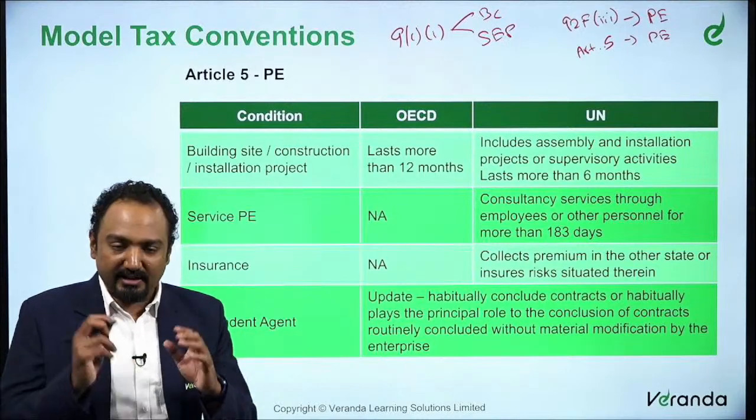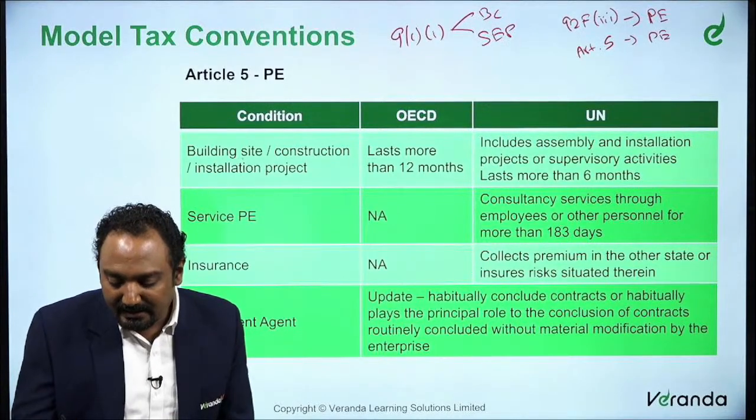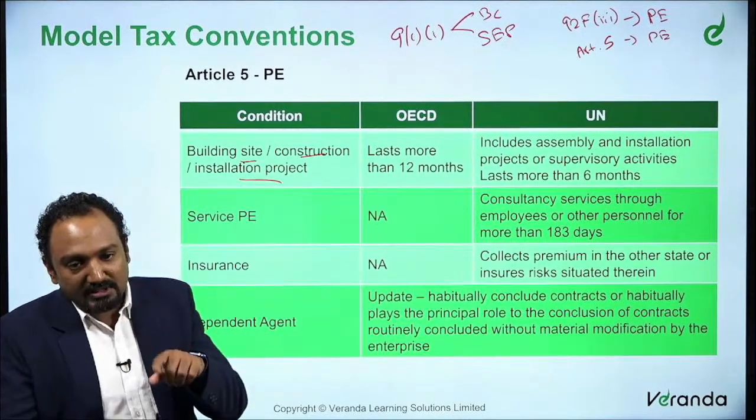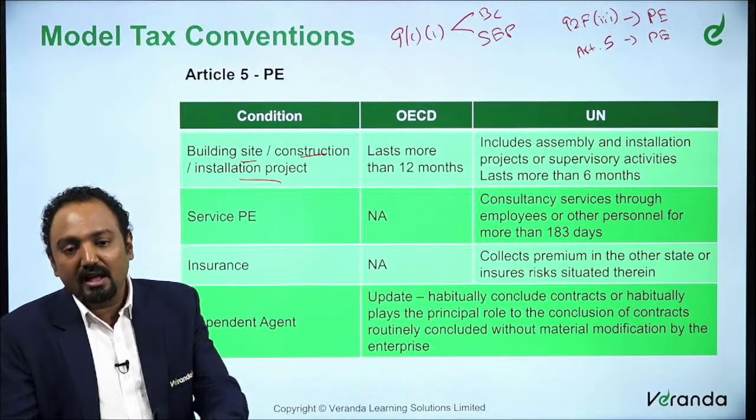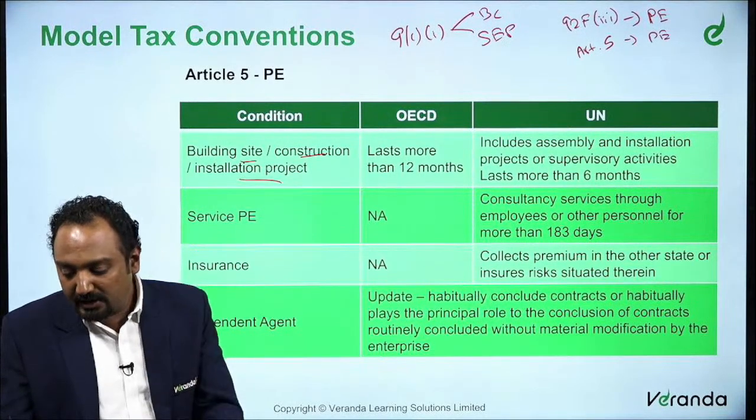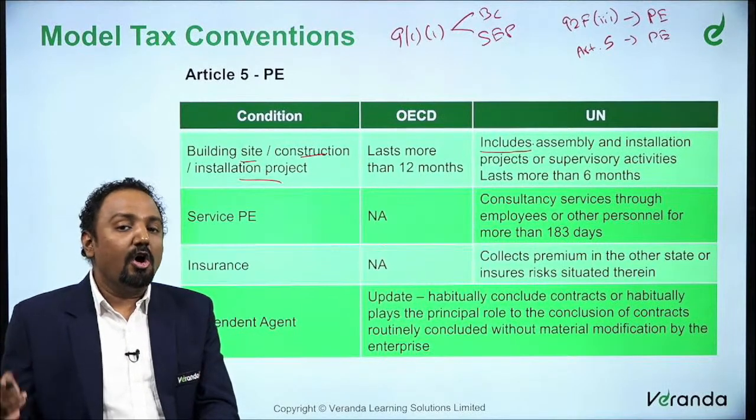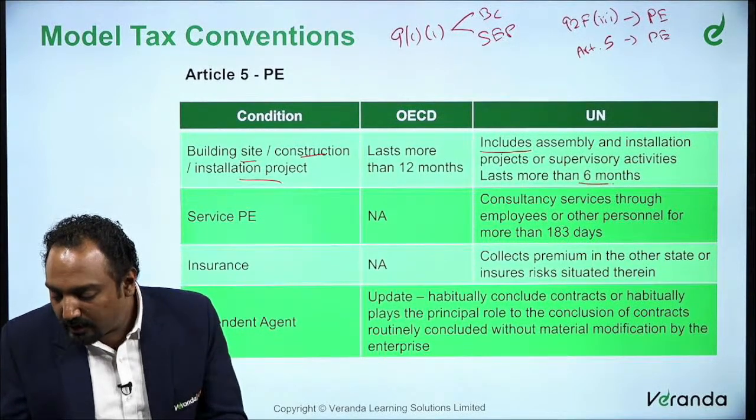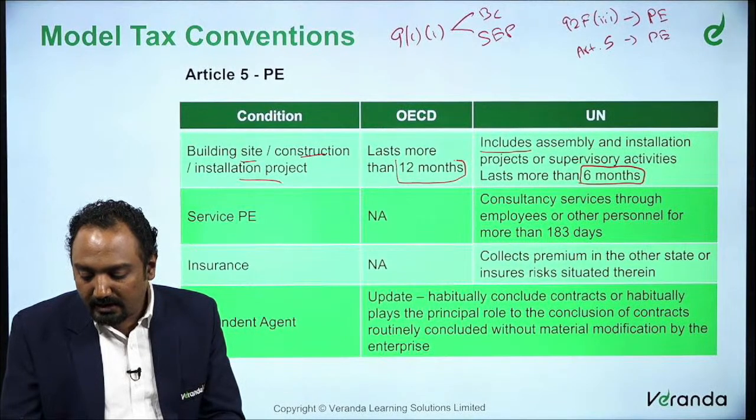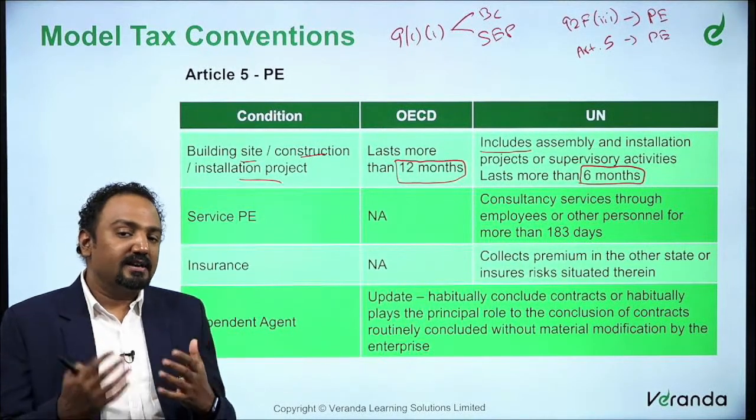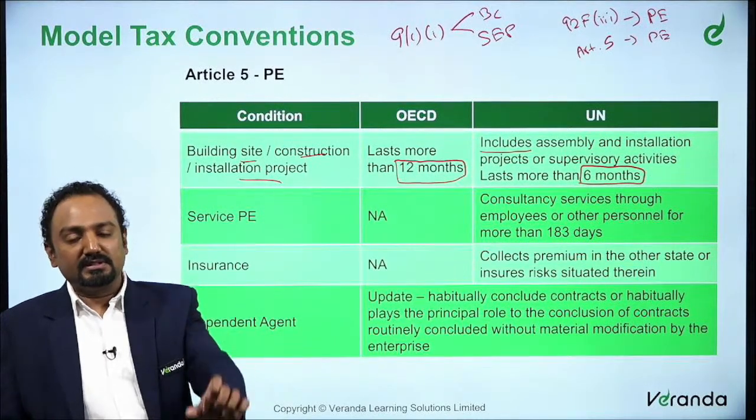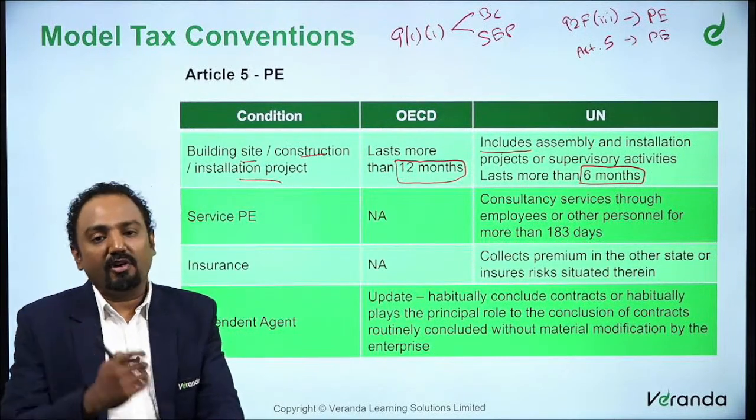Apart from this, Article 5 also provides certain situations for certain business activity when it can be called a permanent establishment. For example, for a building site, or a construction or installation project, OECD says if it is more than 12 months, treat it as a permanent establishment. But United Nations says if such a project includes assembly and installation or supervisory activities which last more than 6 months. So, OECD says 12 months, whereas United Nations says 6 months. Whichever country is adopting a treaty, if they are following OECD, in Article 5 they would have quoted 12 months. If they are following United Nations, then they would have followed 6 months.